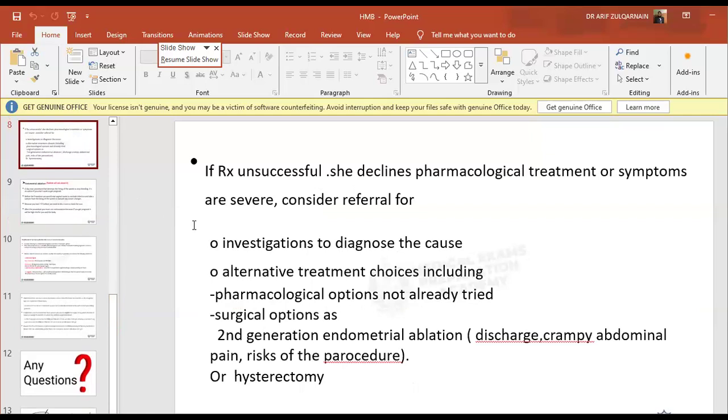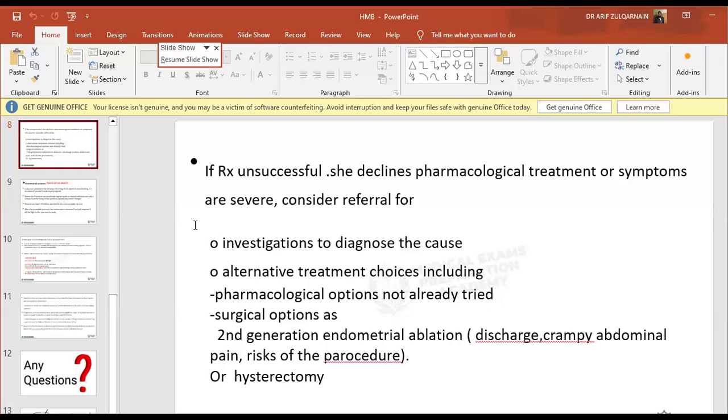Then after this, you will tell her that if treatment is unsuccessful or she declines pharmacological treatment or her symptoms are severe, there are three things. Treatment is unsuccessful, or she declines pharmacological treatment, or she is having severe symptoms. Then we will consider referral for investigations to diagnose the cause.